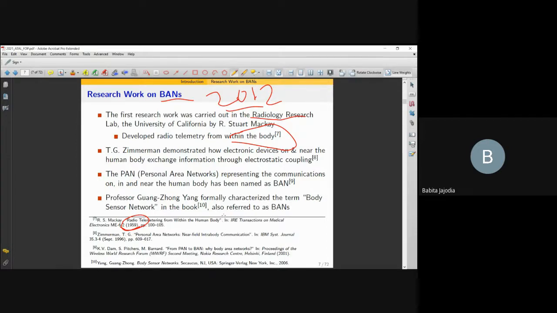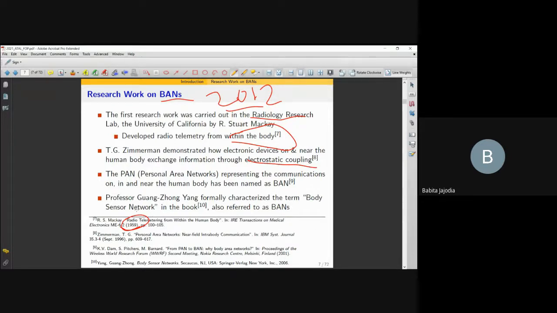Basically, when we say body area network, we want the facility to exchange information, right? So an EEG signal should be transmitted to the master node, and then the master node can forward it to the doctors, right? There were various techniques: he tried it using radio telemetry, then it was done through electrostatic coupling, etc.